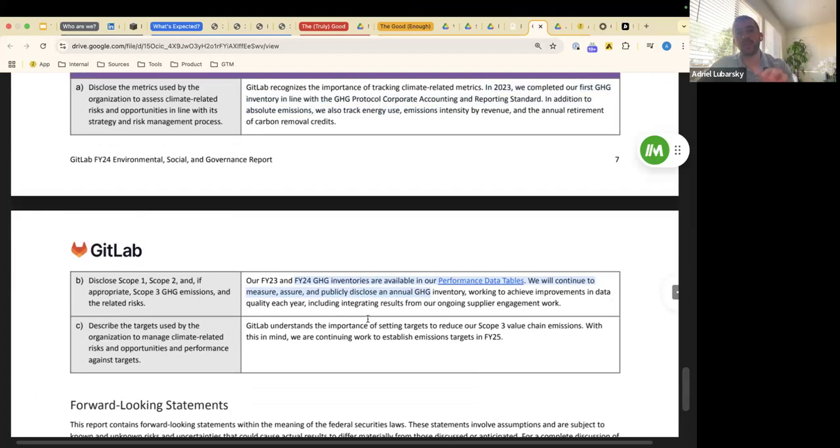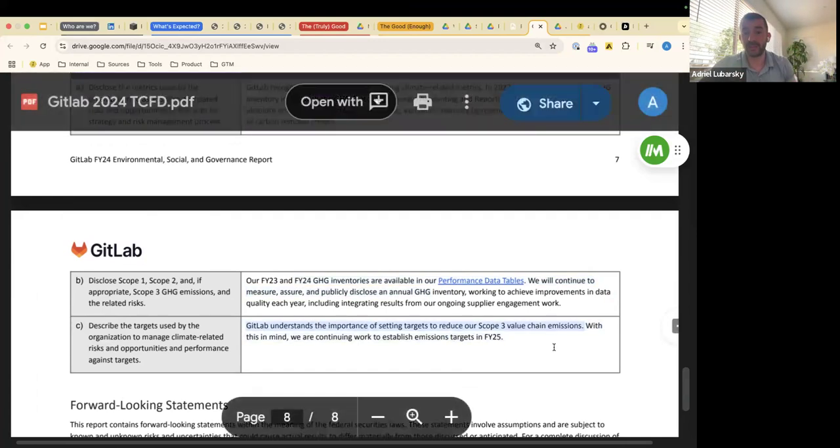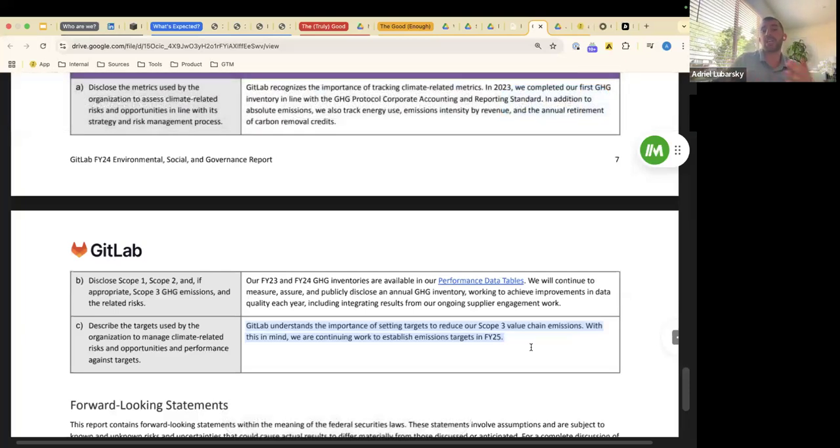And this is where it gets interesting, because the next one I'm going to show you is Jack in the Box, who has very little of this work done at all. But GitLab doesn't really have targets, and so this is how they disclosed it. They said, we understand the importance. We are continuing work to establish these targets.